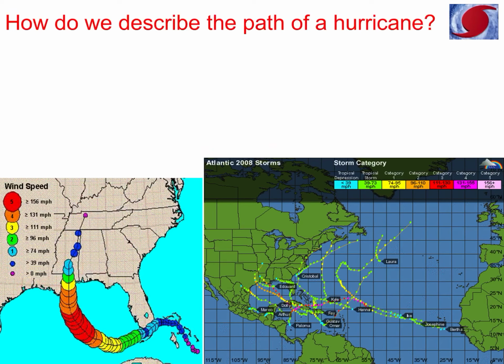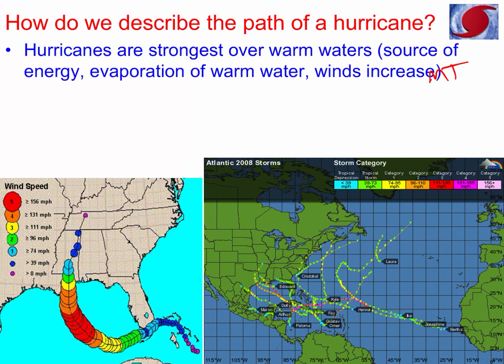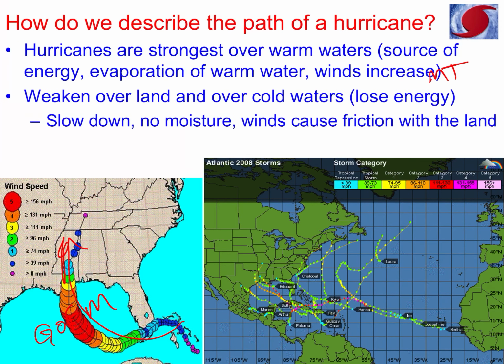All right, so how can we describe the path of the hurricane? We just said that it's maritime tropical, so it's going to follow the warm, wet path. All right, they're strongest over warm waters, so they're always going to follow the path of the warm waters. That's why most storms, if you look at the U.S., come this way through the Gulf of Mexico. Super warm waters, they sit there and they gather all that energy. They weaken over land and cold waters. The land and the cold water, that takes away all the energy. It slows it down, creates more friction, and then the storms end up dying.